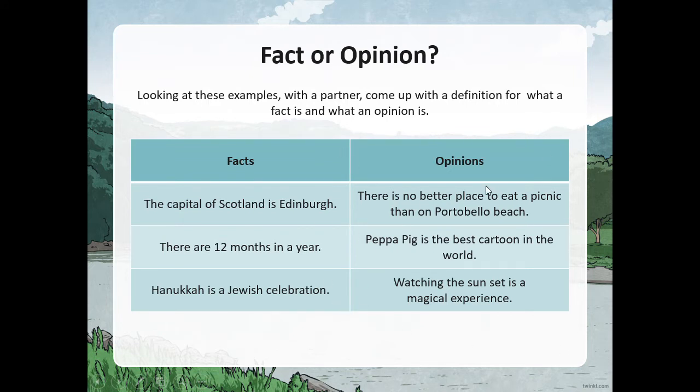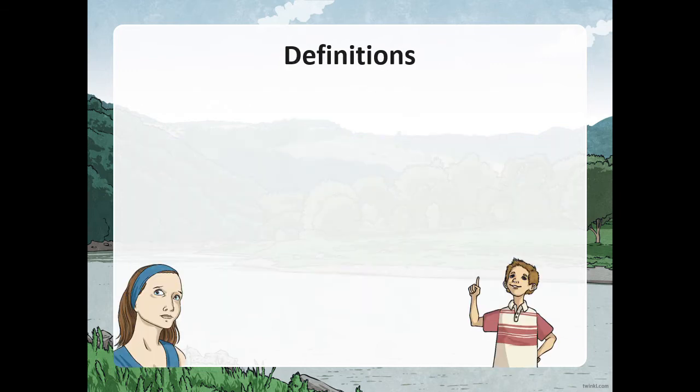There is no better place to eat a picnic than on Portobello Beach. Peppa Pig is the best cartoon in the world. Watching the sunset is a magical experience. So think about that. How could we describe an opinion? And what is the difference between a fact and an opinion? So pause if you need a wee bit of thinking time, because it's going to be revealed.